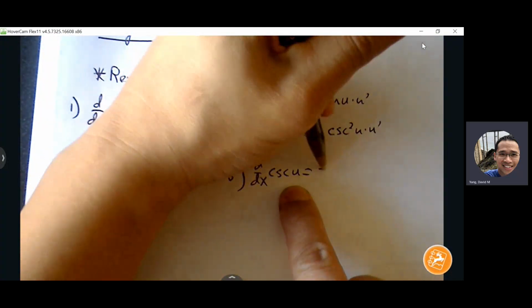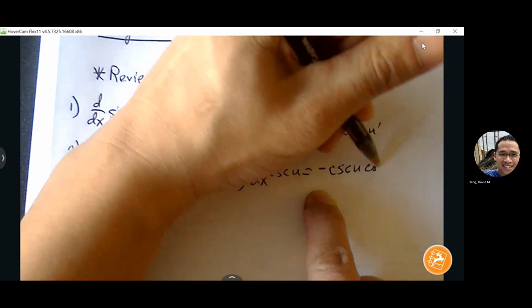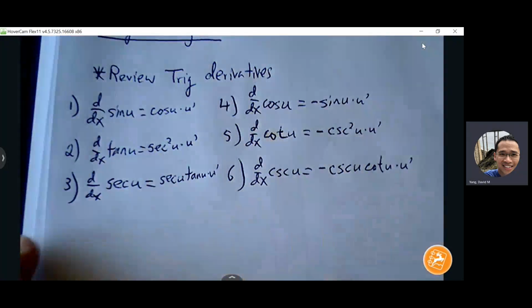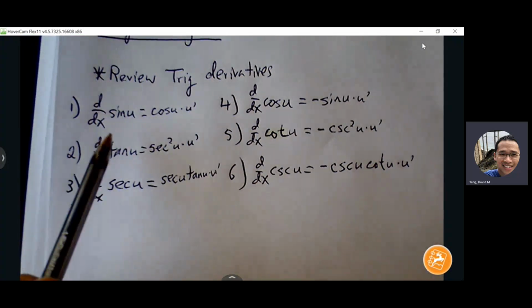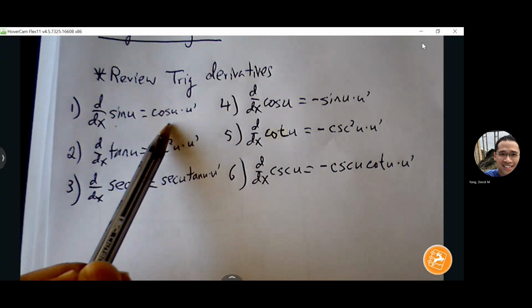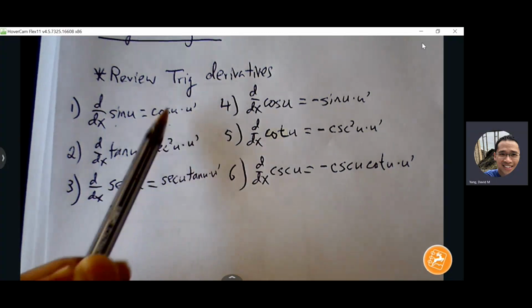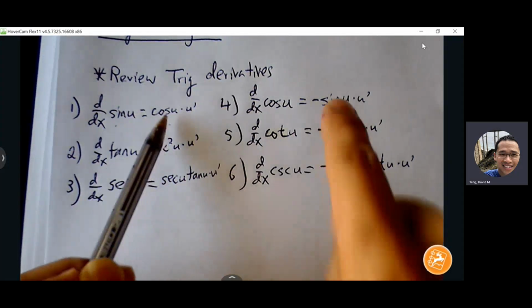Cosecant u's derivative is negative cosecant u cotangent u times u prime. So let's say I didn't tell you anything at all, okay? And if I told you that the derivative of sine is cosine, what do you think the antiderivative of cosine is? Sine. So that's all you're doing.